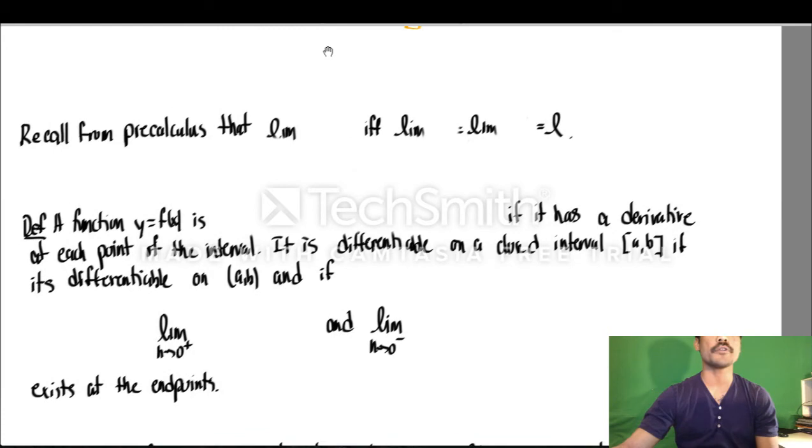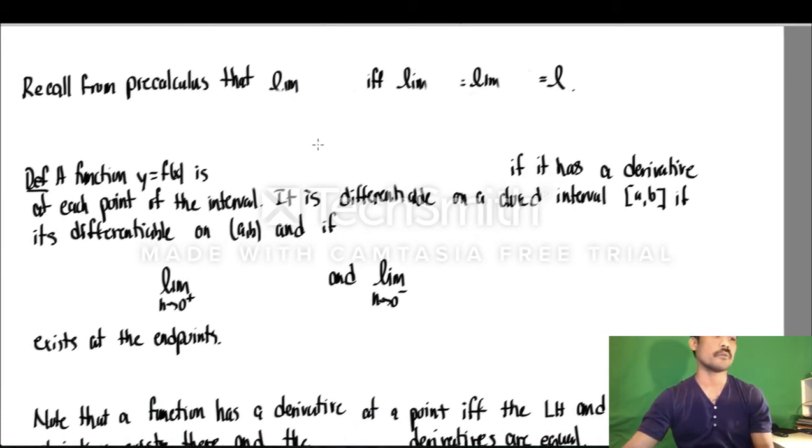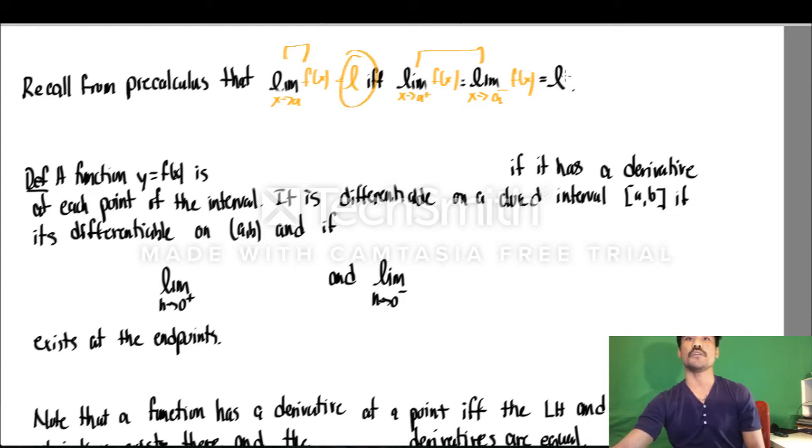Recall from pre-calculus that the limit of a function as x approaches a equals L if and only if the limit as x approaches a from the right side of the function is equivalent to the limit from the left side of the function. All three of these things need to be the same number, L.